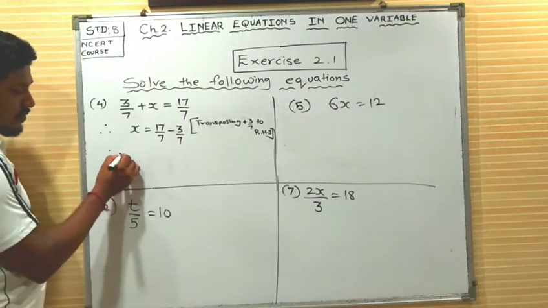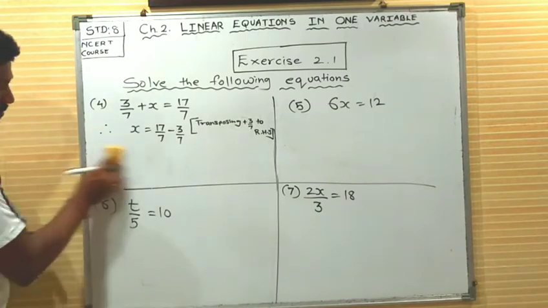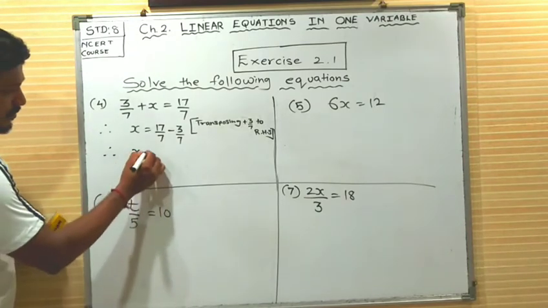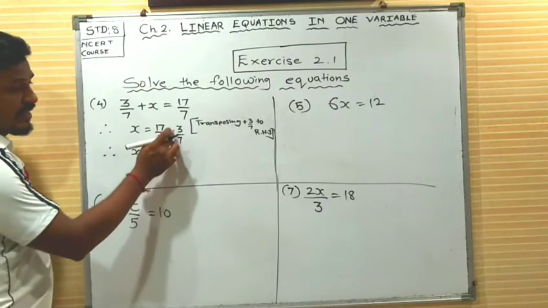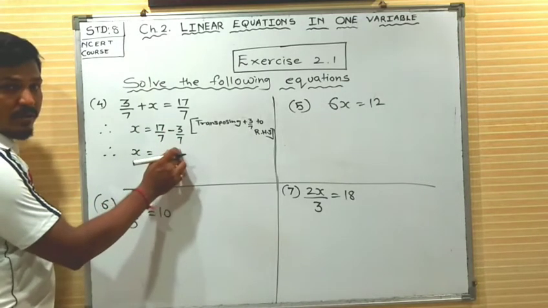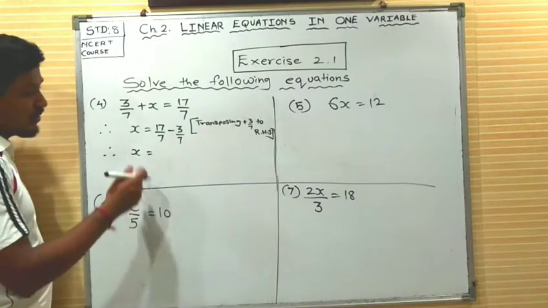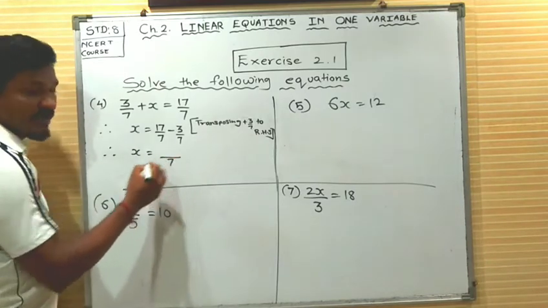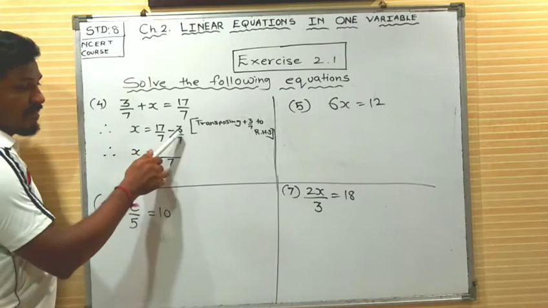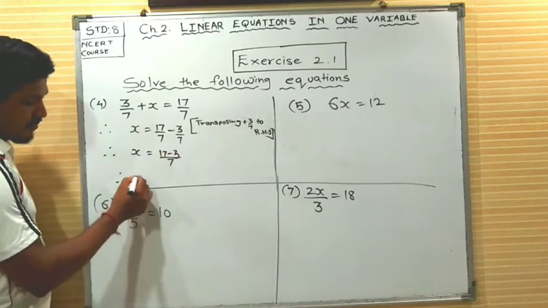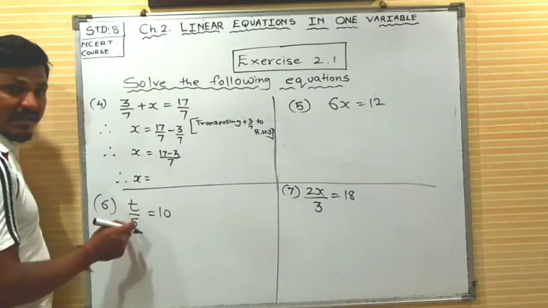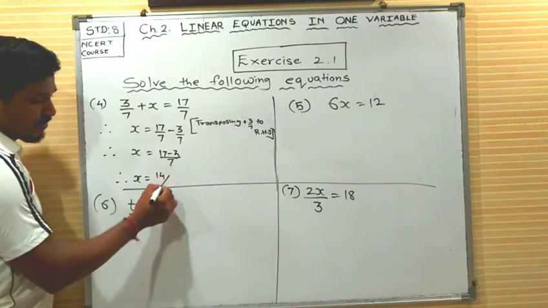Now, see here, the denominator 17 by 7 and 3 by 7 denominator are common. So LCM is 7 only, no need to find the LCM also. Write down common denominator 7. 17 minus 3. Now 17 minus 3 gives 14 by 7.